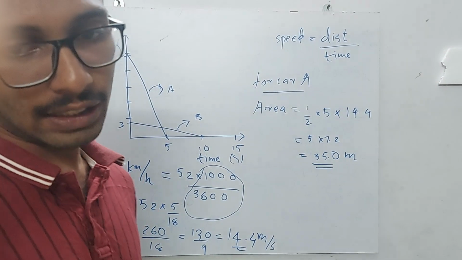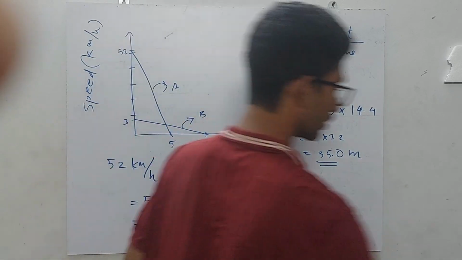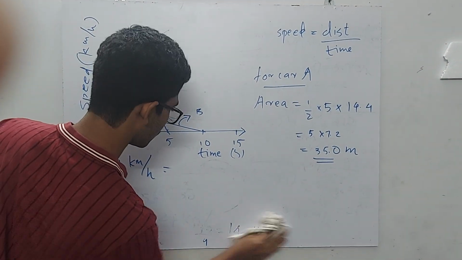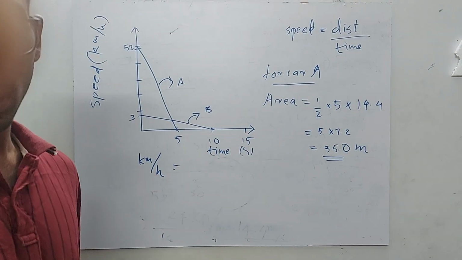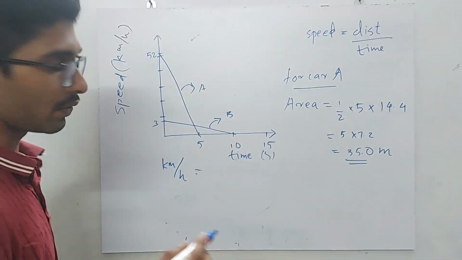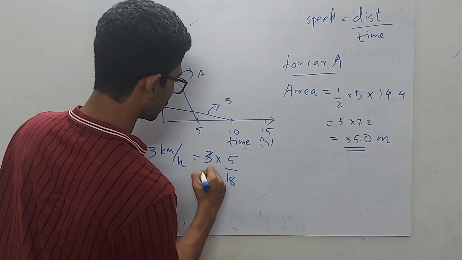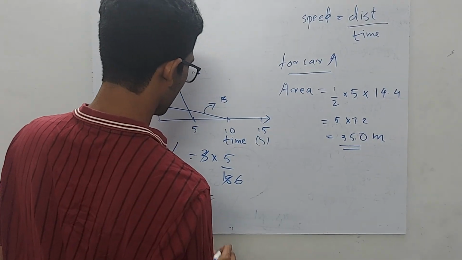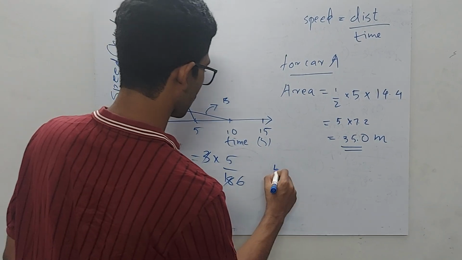Now we need to find the distance that car B has traveled. For car B, again, we have to do unit conversion. The speed was 3 km per hour. If we convert 3 km per hour, it will be 3 into 5 by 18, isn't it? So this is 5 by 6. What is the value of 5 by 6? Let's calculate it.